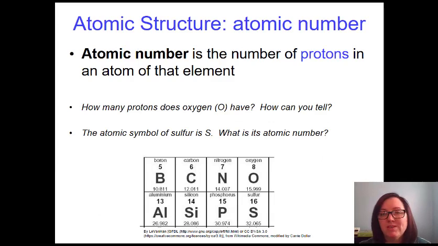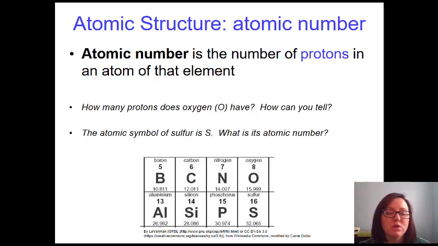So let's talk a little bit more about atomic number. Atomic number is the number of protons in an atom for an element. Down below, I have a little cutout from the periodic table. See if you can figure out how many protons oxygen has. If you said 8, you're correct. The number 8 above the O gives us the atomic number, which is the number of protons.